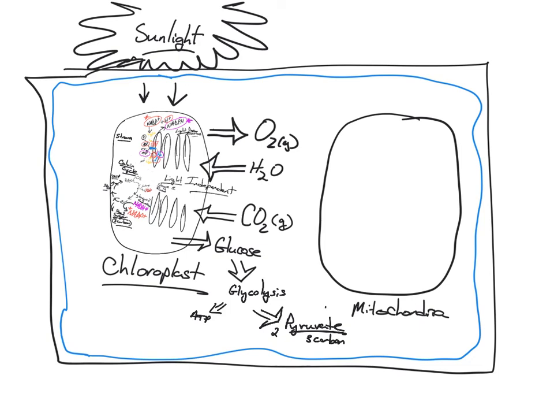And pyruvate goes into the mitochondria. So by doing glycolysis, you get a little bit of ATP, and we'll talk about exactly how many soon. You produce 2 pyruvates, so that still leaves you with some energy left. It goes into the mitochondria, where it automatically goes through what's called the Krebs cycle.